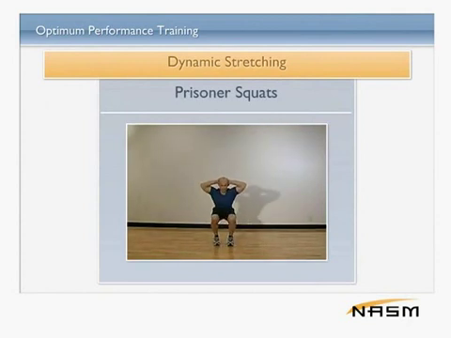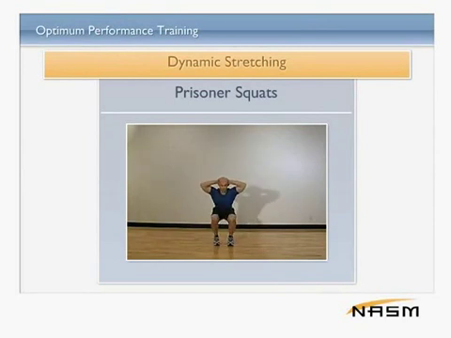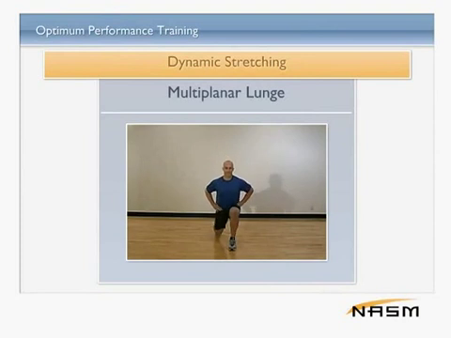Stand in proper alignment with the hands behind the head. Draw the navel inward. Lower to a squat position, under control and without compensation. Toes straight ahead, knees in line with the toes. Extend hips, knees, and ankles. Raise onto toes. And repeat. Perform 10 repetitions.